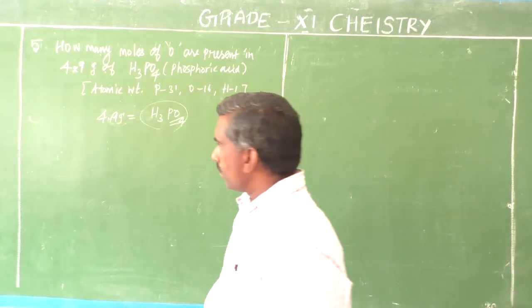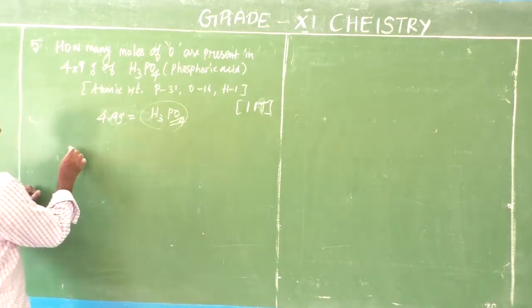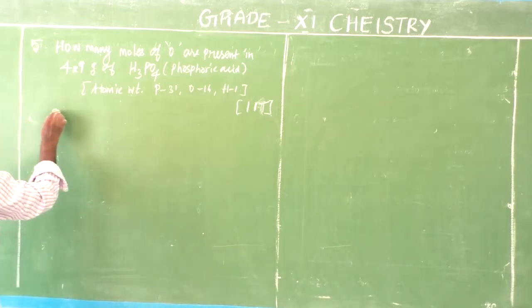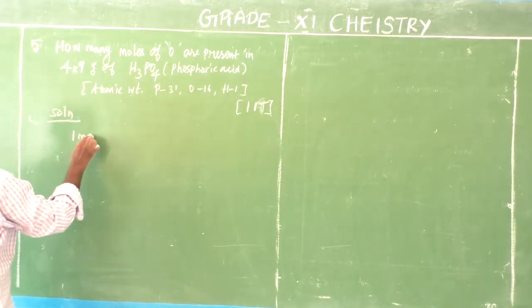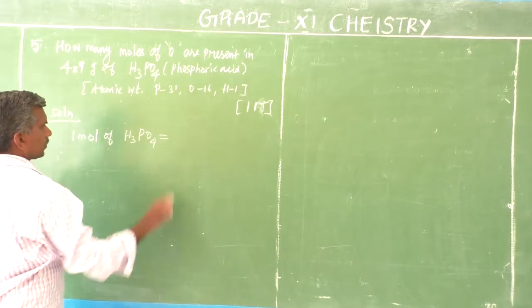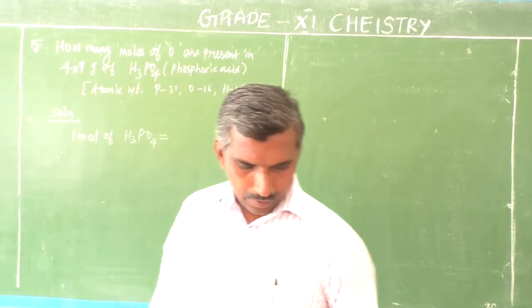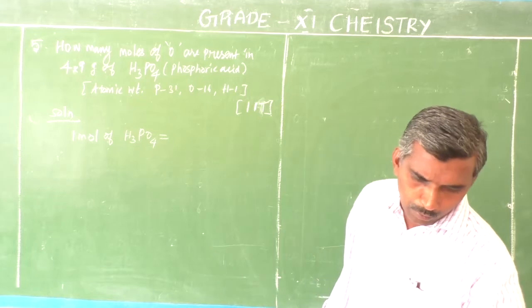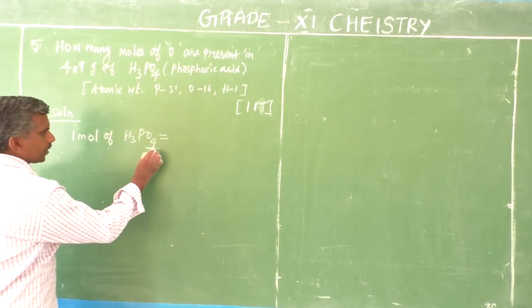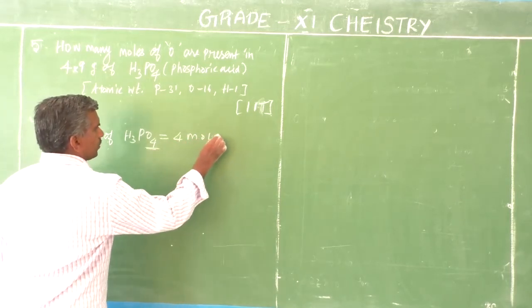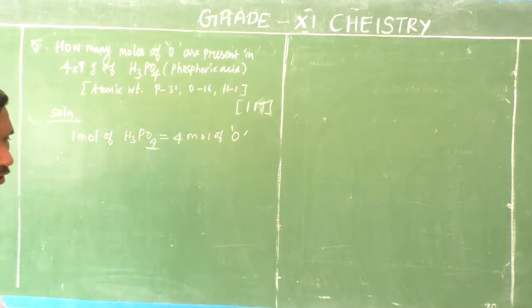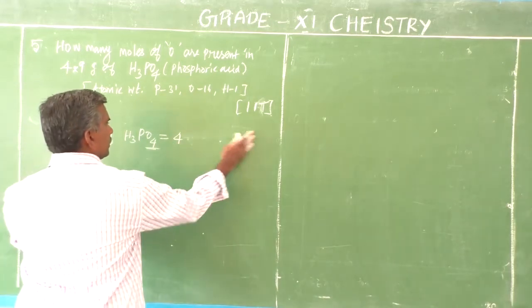Phosphoric acid. Now you see the solution. This is a solution. This is IIT sums. 1 mole of phosphoric acid. What is the mass? 1 mole of phosphoric acid. How many oxygen? 4 mole of oxygen is present. 1 mole of phosphoric acid contains 4 mole of oxygen.